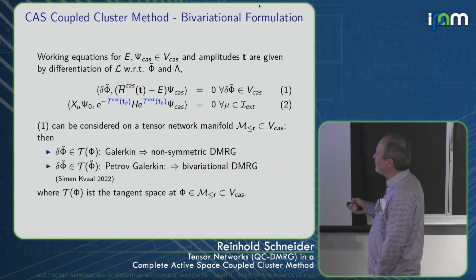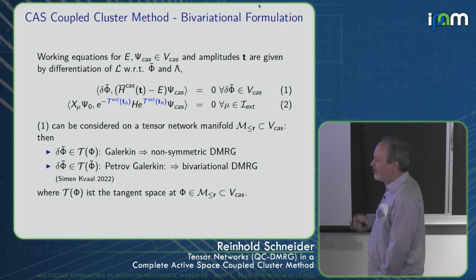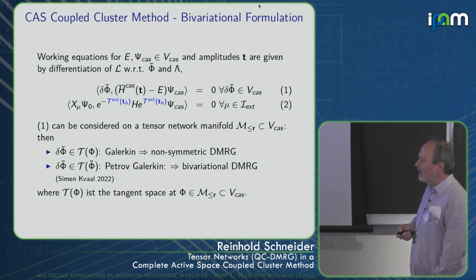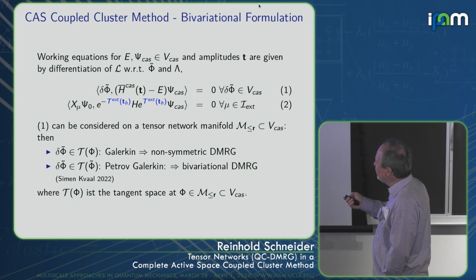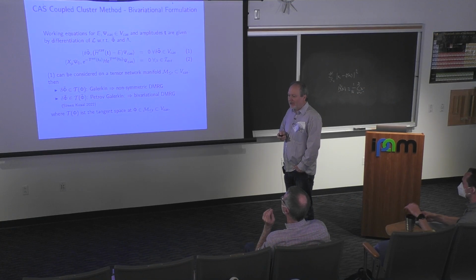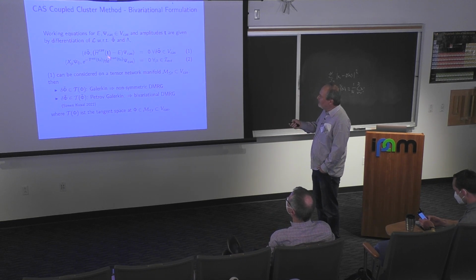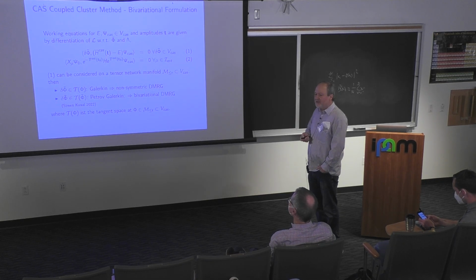Okay, for the full CAS first. And additionally, we get the amplitude equations. And these equations are now coupled. So this depends also on this, and this depends on this. But we can go further. We can solve this in a self-consistent way by alternating between this equation and this equation.